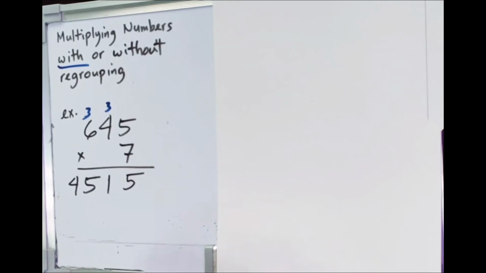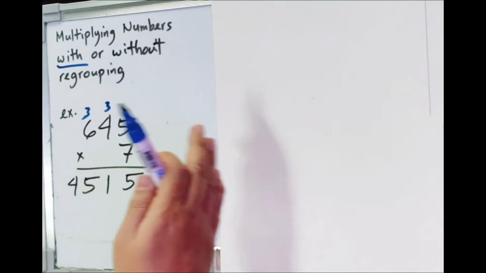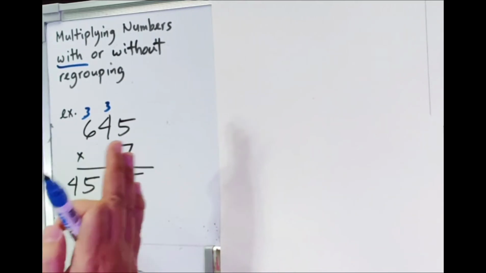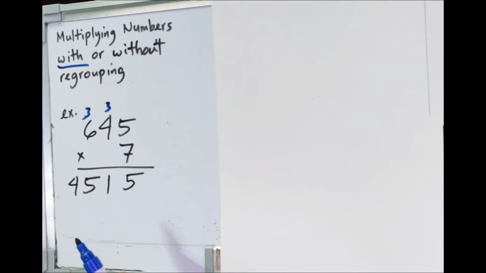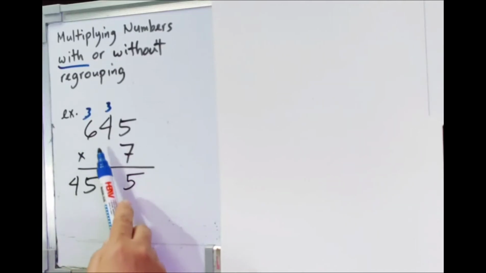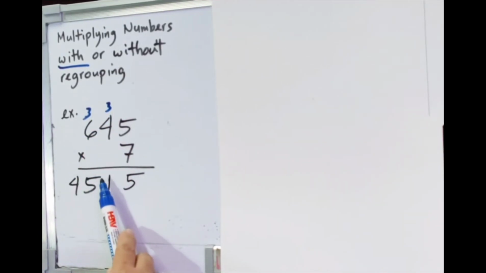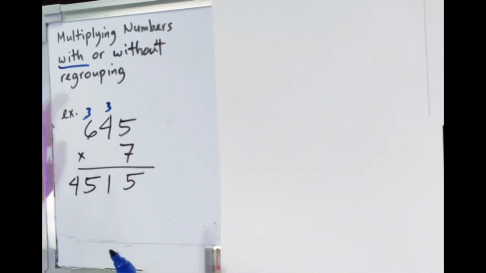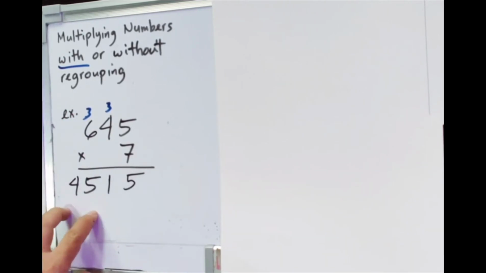So now we multiply a three-digit number by a one-digit number, with regrouping. So how do we do this? Same as before, first we multiply each digit of the multiplicand by the multiplier. So 5 times 7, that's 35, carry 3. 4 times 7, 28, and we add the 3, so that's 31. So we carry the 3 above the hundreds digit. Then 6 times 7, that's 42, plus 3, 45.